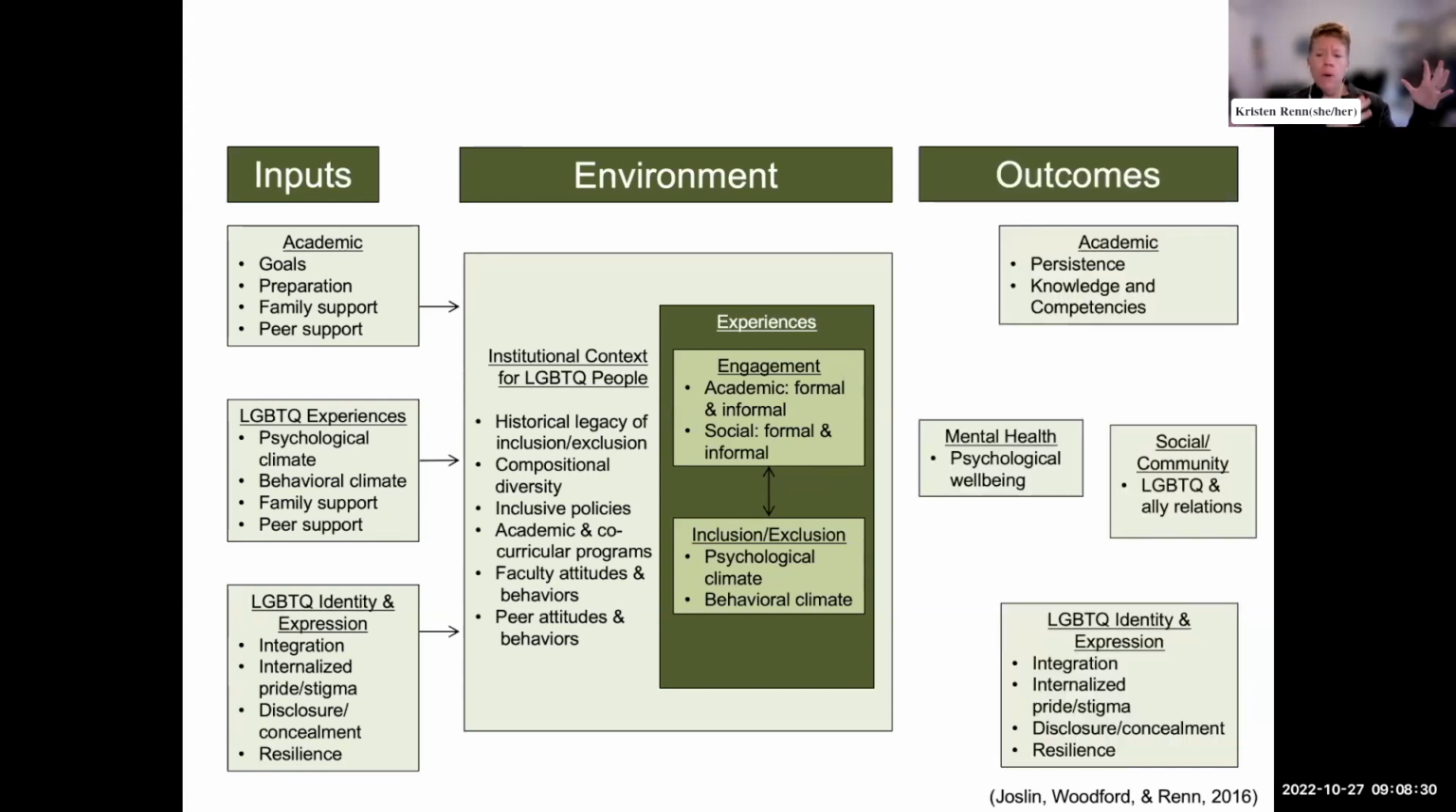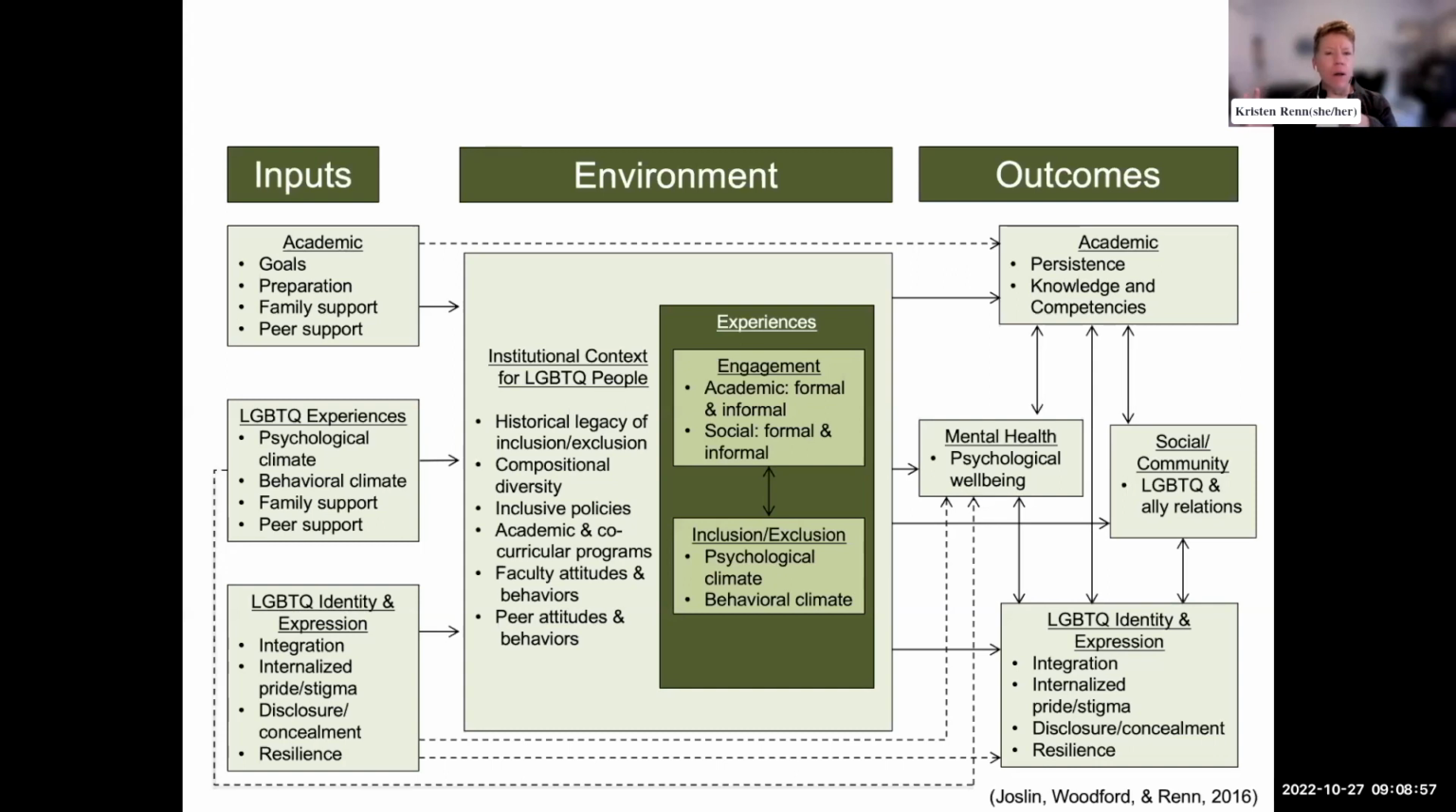And we were thinking about what the outcomes are that we tend to think about in general for students. Academic outcomes: do they persist to degree completion? What are they learning? We think about their mental health, psychological well-being. We think about their social and community outcomes, how they are connected to LGBTQ plus people, and then their own identities and expression. So working with, again, Woodford, Joslin, and Renn in this source, we were looking at how students make their way through. Some of these inputs have direct connection. How well you are prepared for university is going to have some effects on your outcomes. That's been shown empirically. But your academic preparation will also feed into this larger environment in the middle. Same with LGBTQ experiences, those you've had before college will come into this environment, but some of them actually have bypass effects.